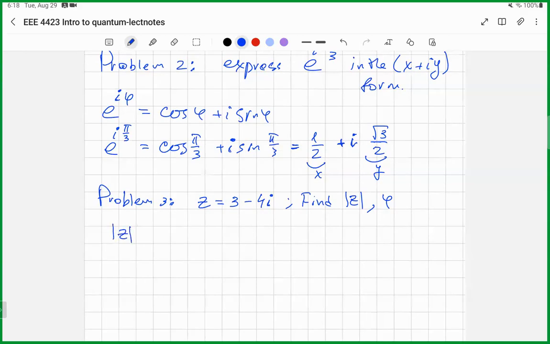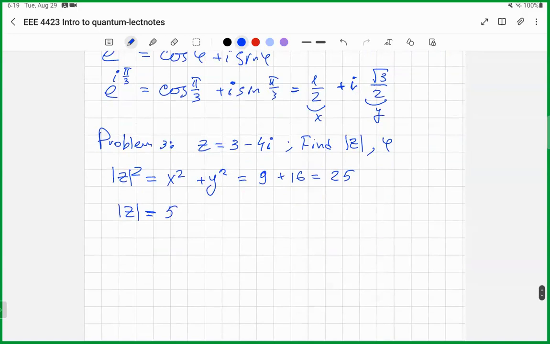So the absolute value squared of any complex number is the square of the real part plus the square of the imaginary part. So the real part here is 3, to the power of 2 is 9. Y is equal to minus 4. Square gives us 16. So the answer is 25. And the modulus, the absolute value, is the square root of it, so it's 5. Right.